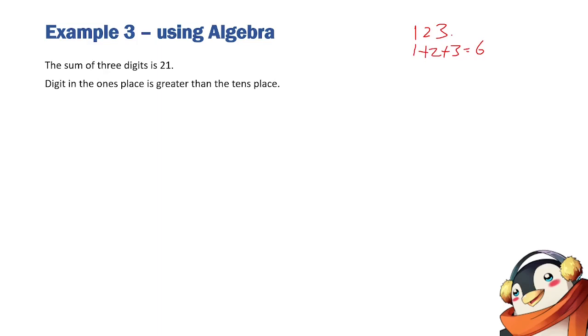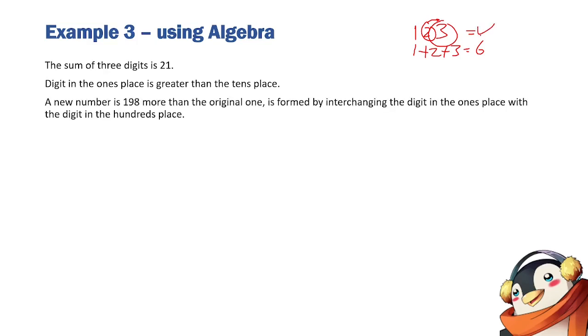Then the digit in the ones place is greater than the digit in the tens place. So the ones place is here, and the tens place is here, so in this case it works, right? Okay, the new number is 198 more than the original one. It is formed by interchanging the digit in the ones place with the digit in the hundreds place. So this means you are changing the ones place with the one in the hundreds place. So for example, it will be 3, 2, 1.